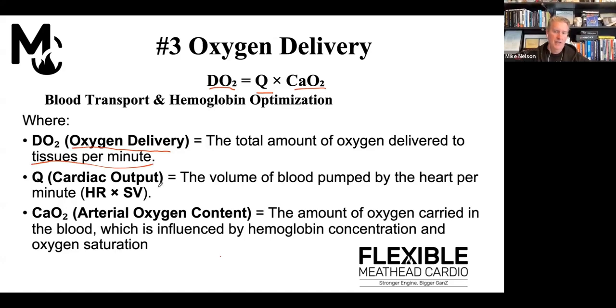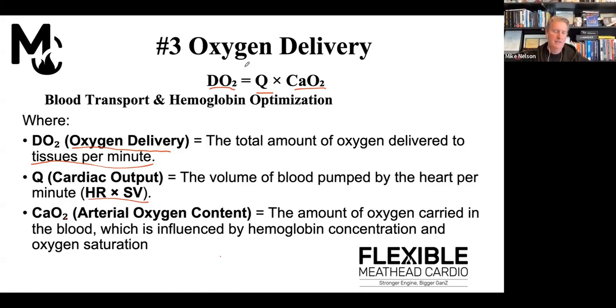Q is our cardiac output again, which we went over, right? So heart rate times stroke volume. And here, CaO2 is arterial oxygen content. So the amount of oxygen carried in the blood, which is influenced by hemoglobin concentration and oxygen saturation.